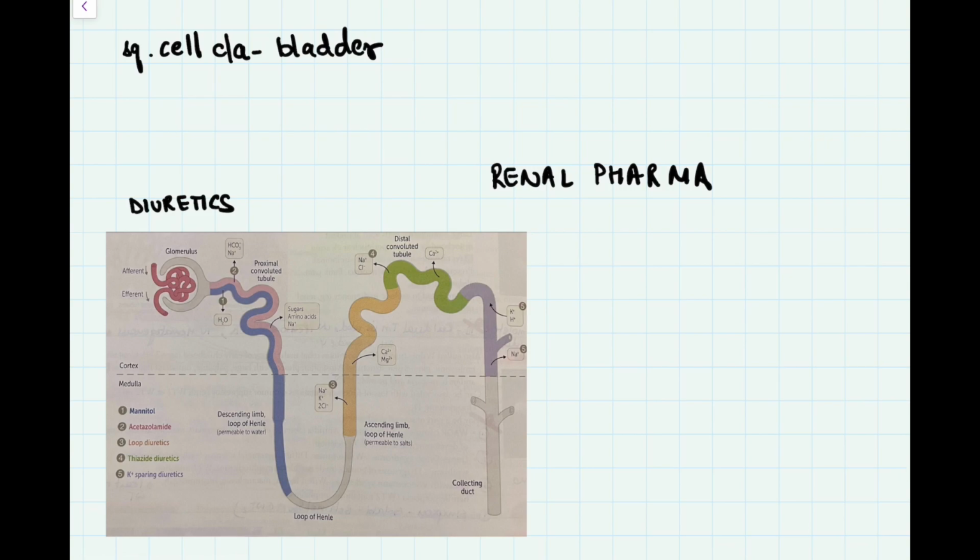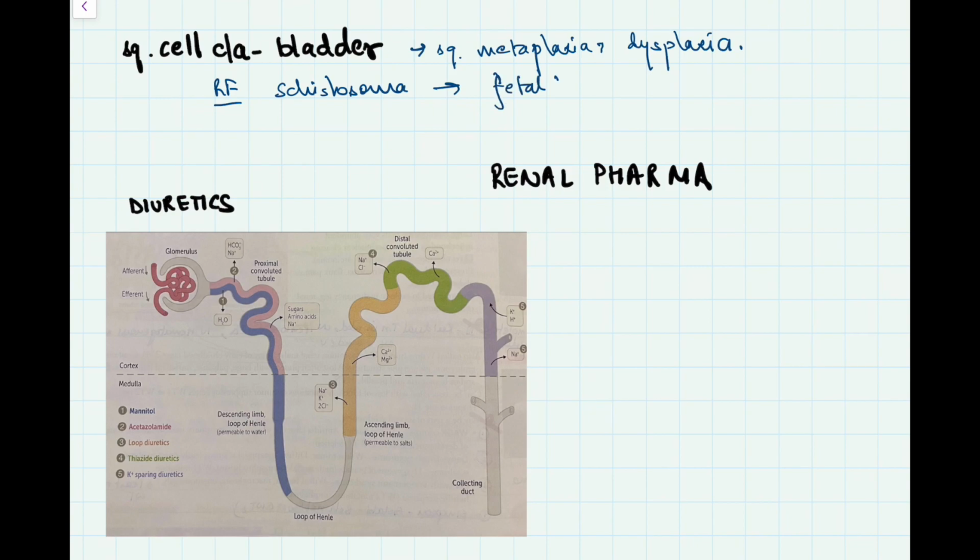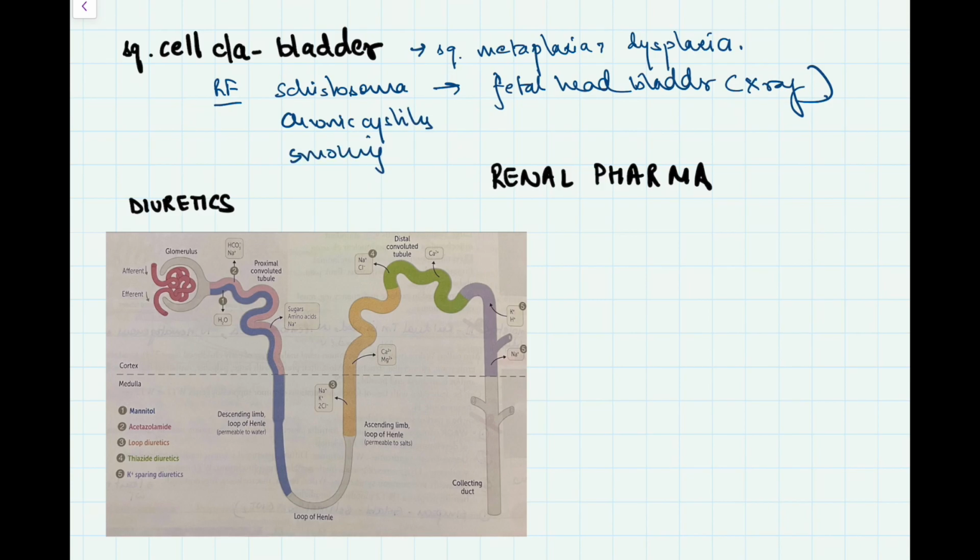Next we have the squamous cell cancer of bladder. It is not as common as the transitional cell cancer. It is usually due to chronic irritation that leads to squamous metaplasia. Right, and due to which there may be dysplasia of the squamous cells leading to the cancer. The risk factors are very important for this. You need to know schistosoma. And schistosoma leads to calcified bladder, which is called a fetal head bladder. Right, on X-ray. Then chronic cystitis, smoking, and even stones, that is chronic nephrolithiasis. Here also the patient will present with painless hematuria, but cast is not present.